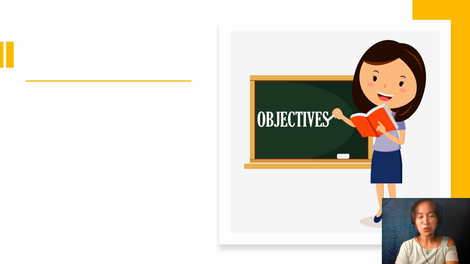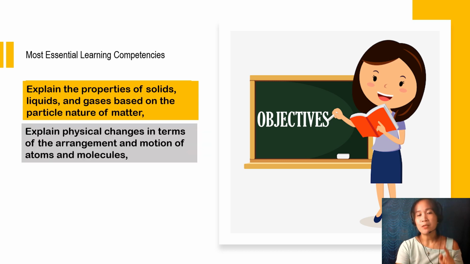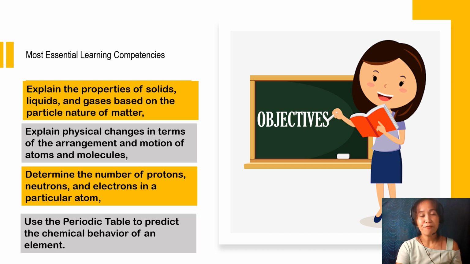And for the objectives in this module based on our most essential learning competencies, you are going to explain the properties of solids, liquids, and gases based on the particle nature of matter. Second, you are going to explain physical changes in terms of the arrangement and motion of atoms and molecules. Third, at the end of the module, you are going to determine the number of protons, neutrons, and electrons in a particular atom. And number 4, this is your favorite. Use the periodic table to predict the chemical behavior of an element. So guys, I expect that you already have your periodic table of elements. So in this quarter, you are required to have your periodic table of elements.